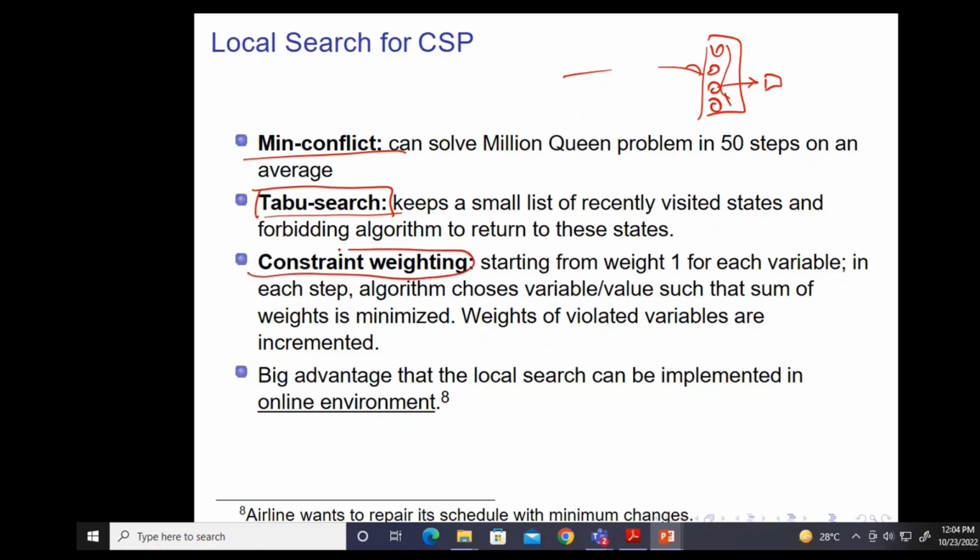Another method that we saw a few minutes back is constraint weighting. Constraint weighting is this: for all the variables, I'm going to change that particular thing that minimizes the number of conflicts.